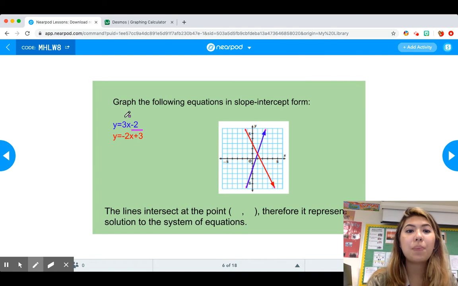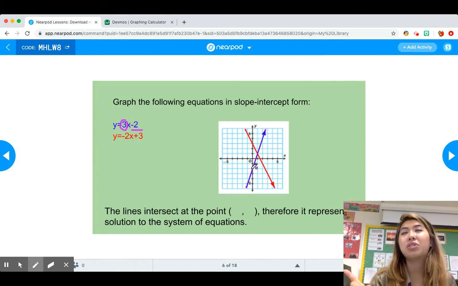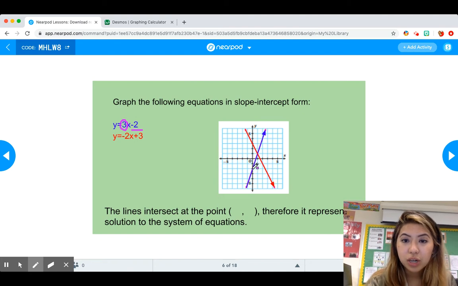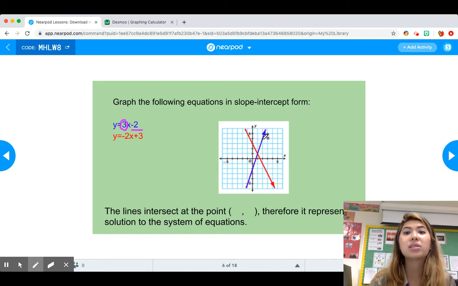And then our slope is 3, so that means that we're going to move 3 units up and 1 unit to the right. So starting from our y-intercept of negative 2, we're moving 1, 2, 3 up, 1 to the right, 1, 2, 3 up, 1 to the right. Okay, so y is equal to 3x minus 2 is graphed correctly.